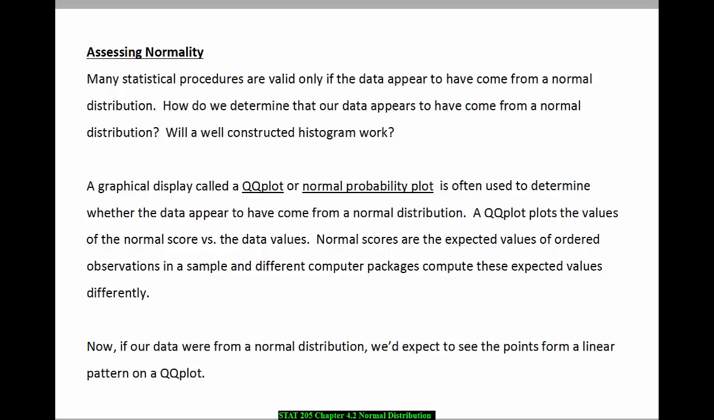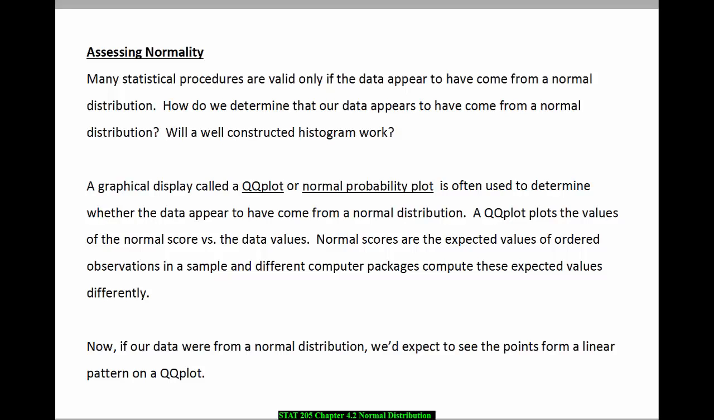Assessing normality. Many of our statistical procedures that we're going to be using rely on the assumption that the distribution is a normal distribution. So what would you do if I didn't teach you anything different? Up to this point, you just know how to create a stem plot or a histogram. But what if you only have just a couple points? It's not going to be easy to make a stem plot or a histogram. So we need something else.